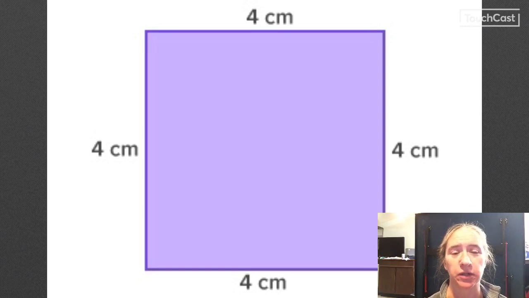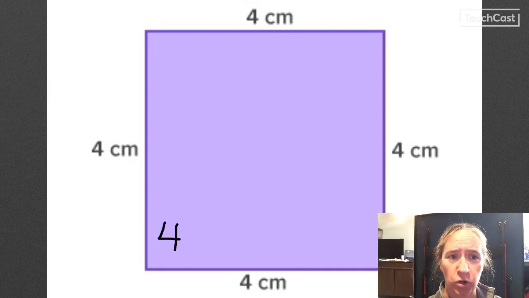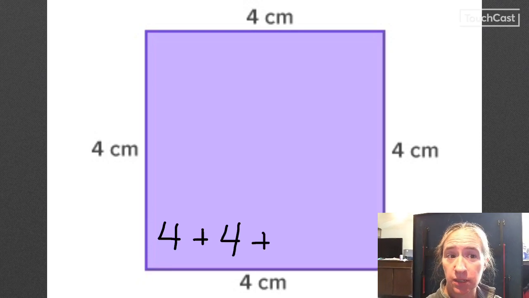What about squares? Now, what makes this square a square is that it has 4 equal sides and all the corners are right angles. So this should be pretty easy to find the perimeter. I'm just going to add 4 plus 4 plus 4 plus 4.